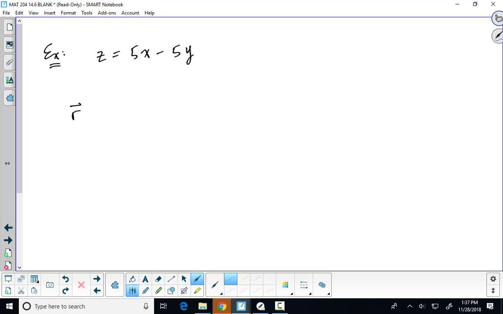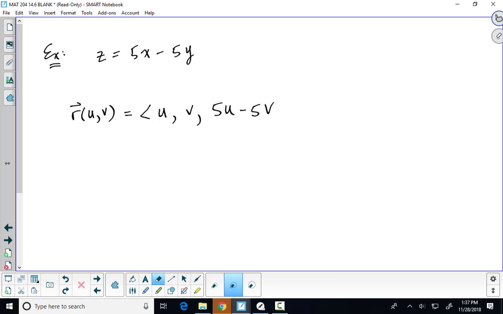Can't you parameterize any function very easily, just like we parameterized in 2 dimensions very easily when we had a curve that was a function? Can't we just go u comma v comma 5u minus 5v? That's a terrible idea to have both these numbers the same. Let's make that different. We want to make sure that we're not thinking there's a pattern when there isn't. How about that parameterization? That makes sense?